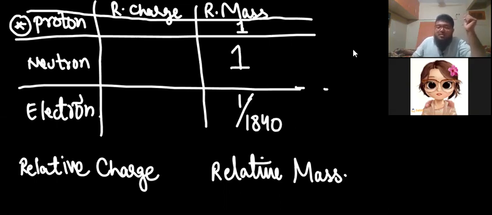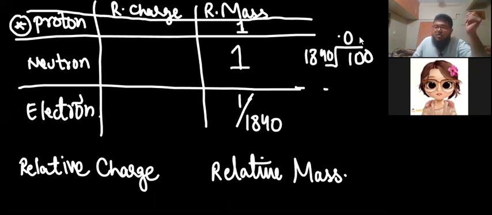Now, imagine how small this number is going to be. 1 upon 1840 means you write down the 1 inside and 1840 outside, and then you divide it, so you put a point there, and then zeros, and then you'll have a number. So it's a very small number. The electron is very, very light as compared to the neutrons and protons. Protons and neutrons are heavier than electrons.